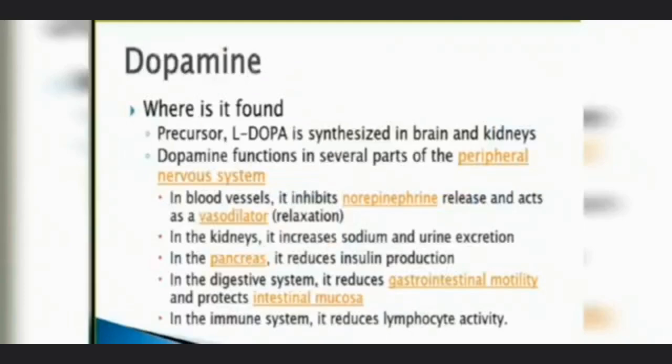Here we have some of the physiological actions of dopamine. You can go through them.